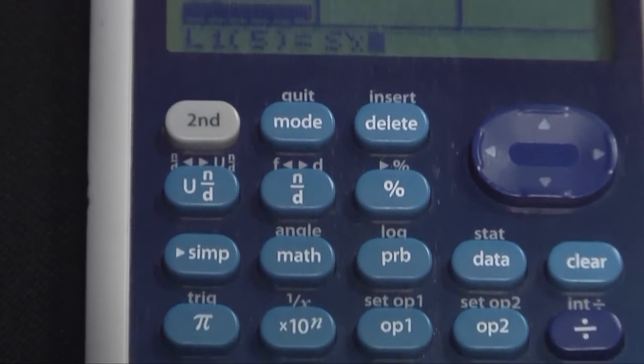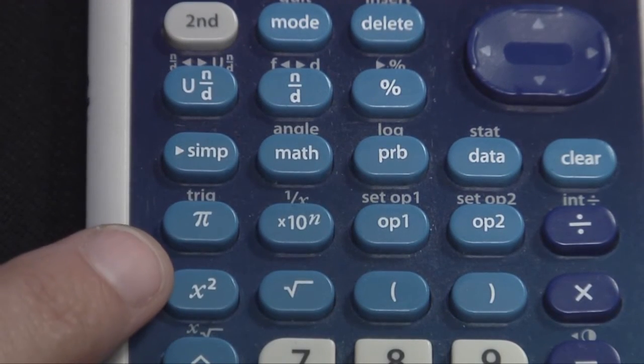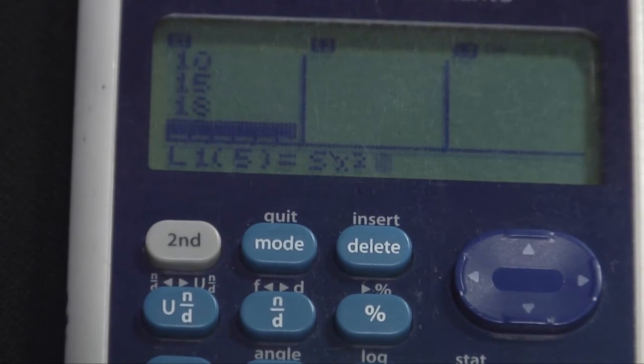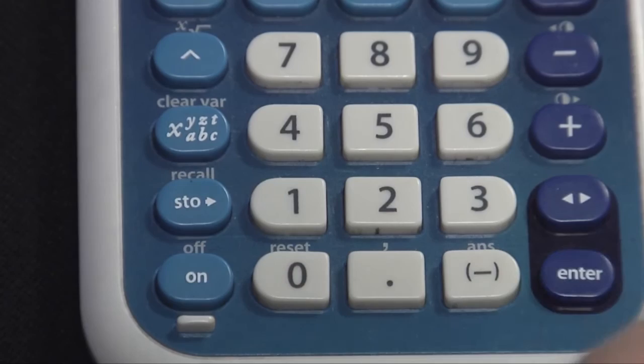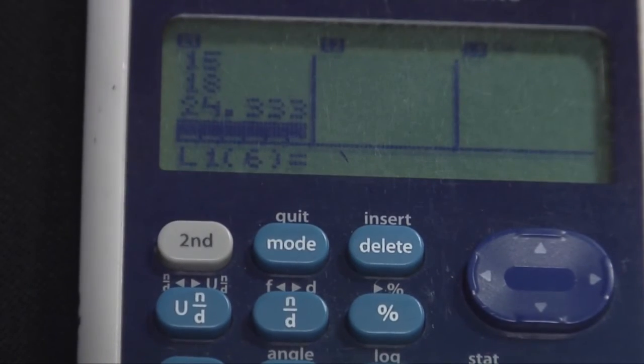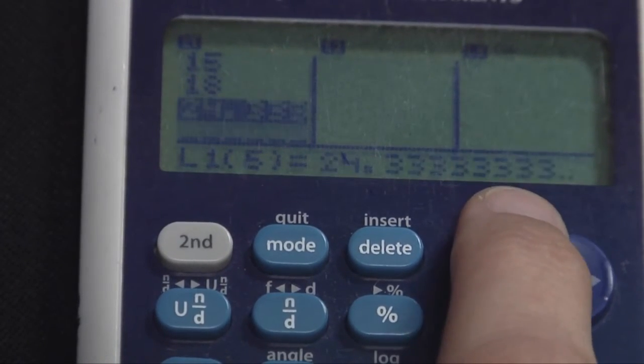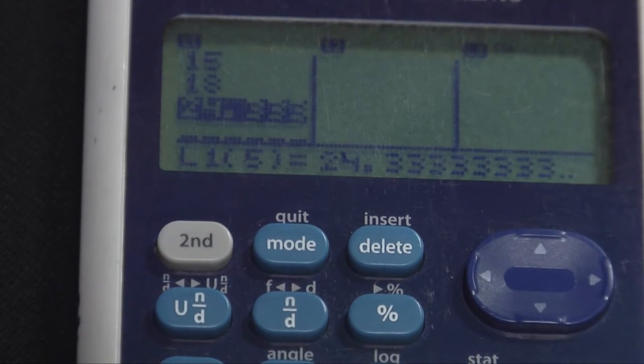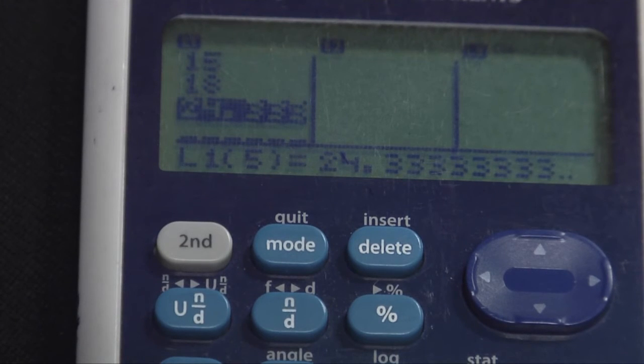So instead of having to type it and multiply it by itself, I can put it in the list and square it. You can see I'm about to square it, but I don't see it squared anywhere, so I do need to hit enter. And up there, and I can even scroll up to get more of the decimal values, is 24.3333, etc. The sample variance is 24.33, etc.